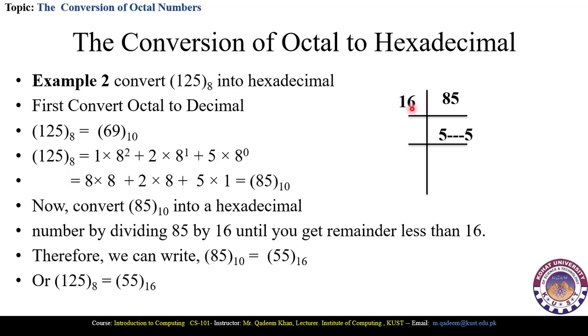So here, when we divide 85 by 16, 16 fives are 80 and 5 is the remainder. So up to this position, our division is now completed. The required hexadecimal digit is 5. As this remainder is less than 16, our division has been completed. So the required hexadecimal number is 55 to the base 16, or 125 to the base 8 is equal to 55 to the base 16 here.